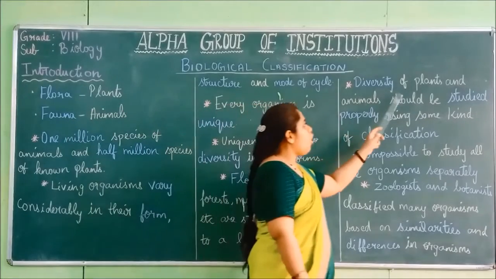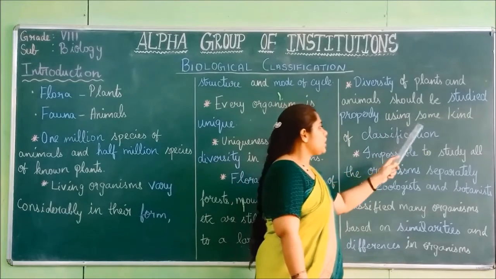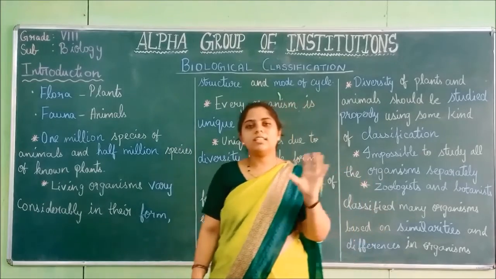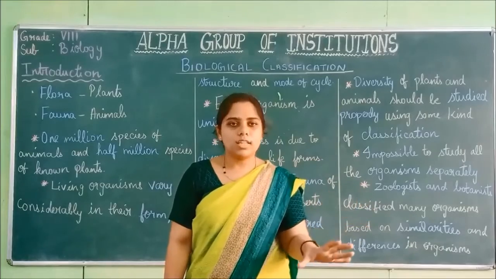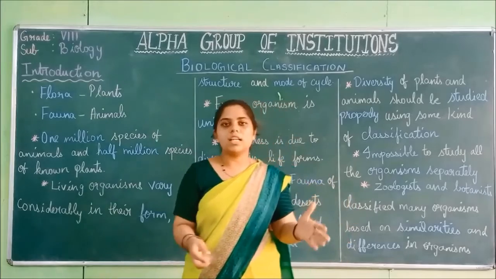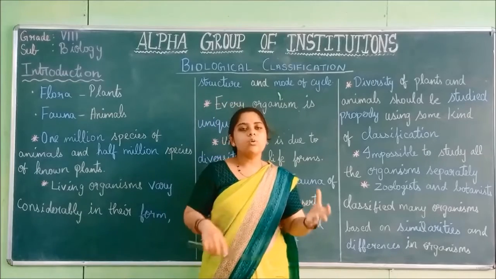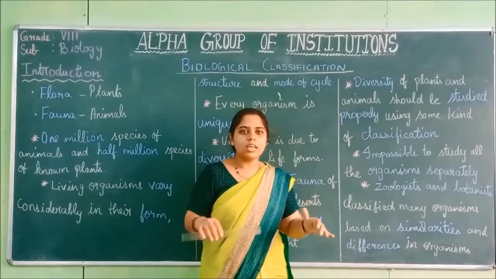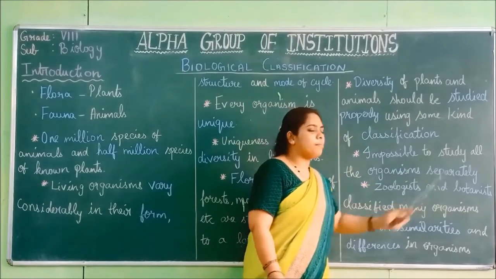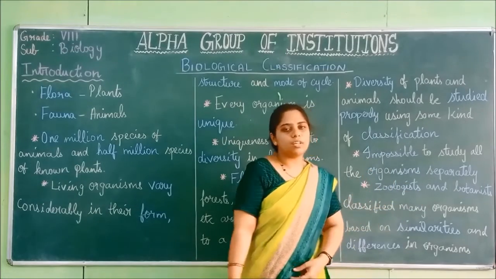And diversity of plants and animals should be studied properly using some kind of classification. So what they are telling is, the diversity, the difference of each of the organisms should be learned. We cannot learn it one by one. So some classification should be there, some method should be there. Using that classification, we should be able to learn all the organisms. It is impossible to study all the organisms separately. So for this purpose only, we are using the classification.